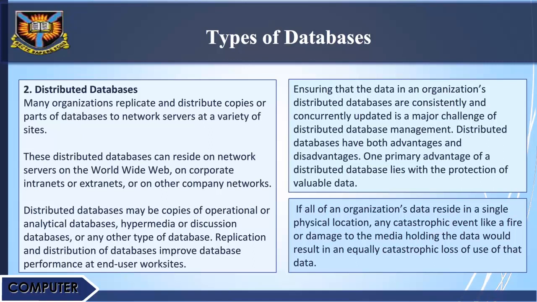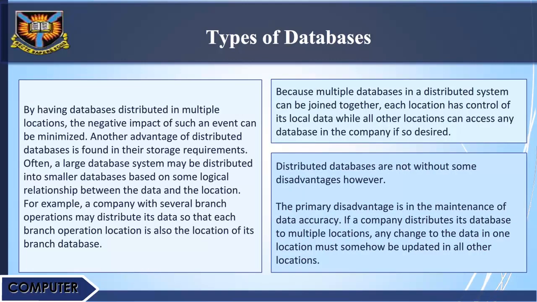If all of an organization's data reside in a single physical location, any catastrophic event like fire or damage to the media holding the data would result in an equally catastrophic loss of use of that data. By having databases distributed in multiple locations, the negative impact of such an event can be minimized.